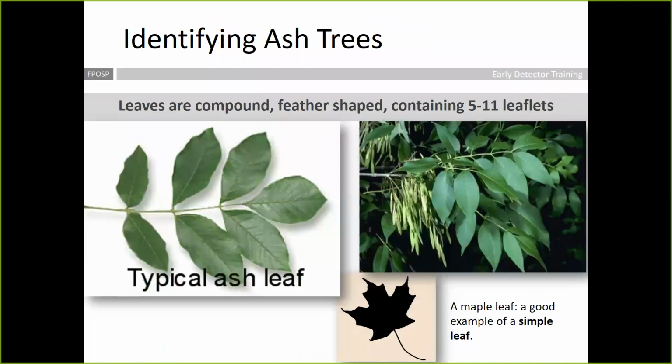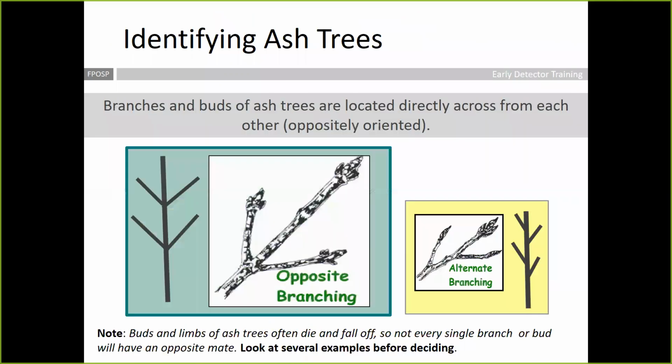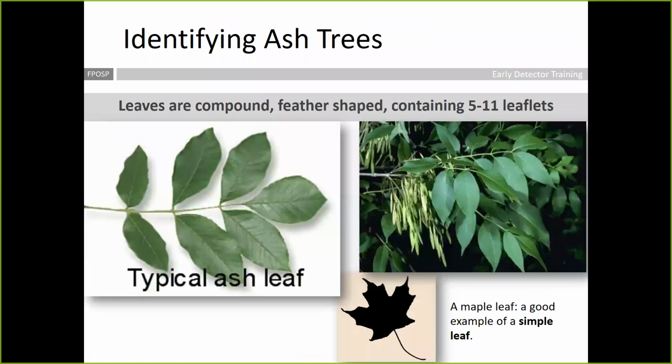One of the things you need to know as an identifier is how to identify an ash tree. Ash trees have compound leaves. They also have single-leaf samaras. They have seeds, which you see on the right, that are single wings, which are called samaras. So you can see that an ash leaf is compound, whereas a maple on the bottom is not compound. It's called a simple leaf. So ash trees have compound leaves.